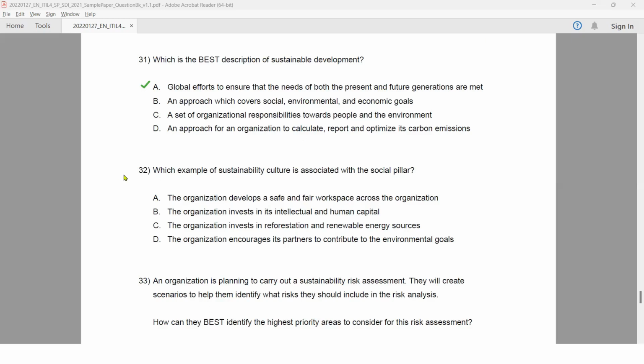Look at number 32. Which example of sustainability culture is associated with the social pillar? We have the 3 pillars: social, environmental, and economic. Option A, the organization develops a fair, safe workspace across the organization. B, the organization invests in its intellectual and human capital. C, the organization invests in reforestation and renewable energy resources and sources. And D, the organization encourages its partners to contribute to the environmental goals. Question is related to the social pillar rather than environmental or economic.